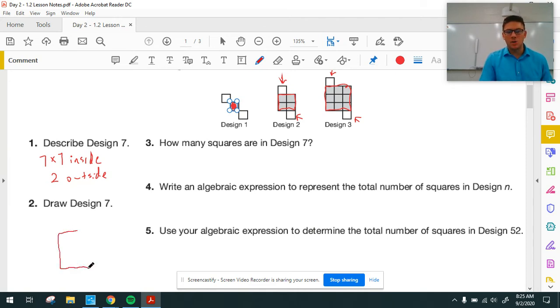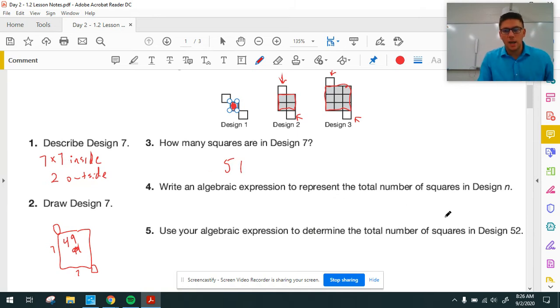Now, I'm not going to draw all 49 of those squares here, but it's the idea that this is 7, this is 7, 49 total. Let me rewrite that, 49 total. That's kind of what it's looking like. So drawing it out, how many squares are in it? 49 plus 2, 51. Write an expression.